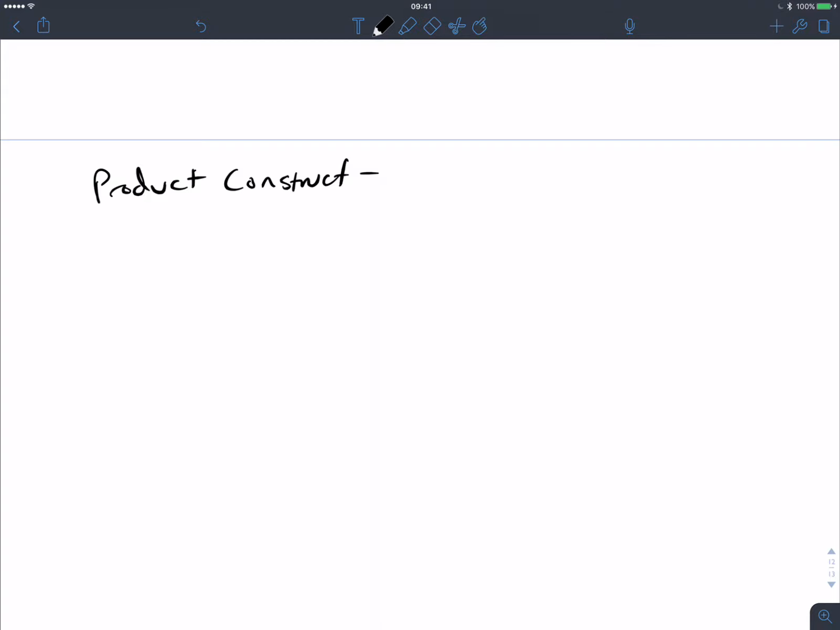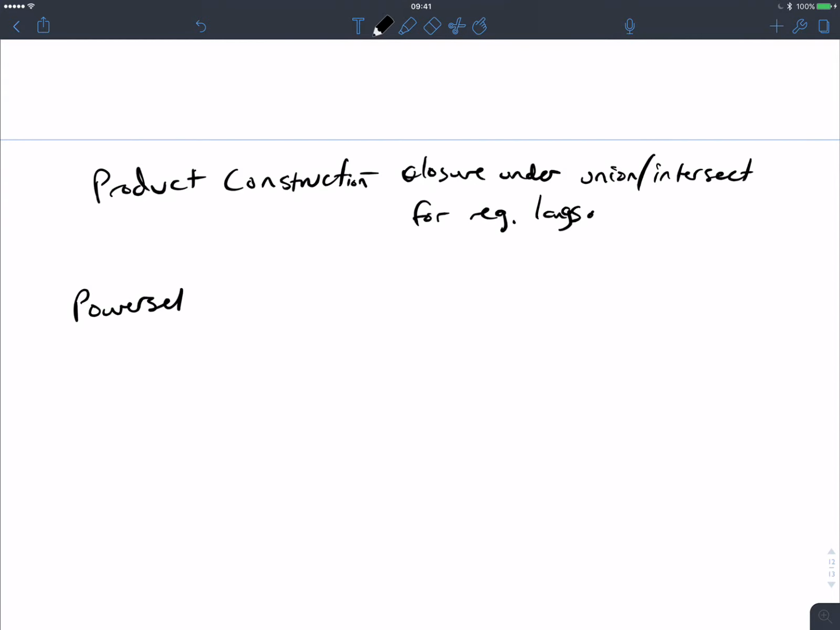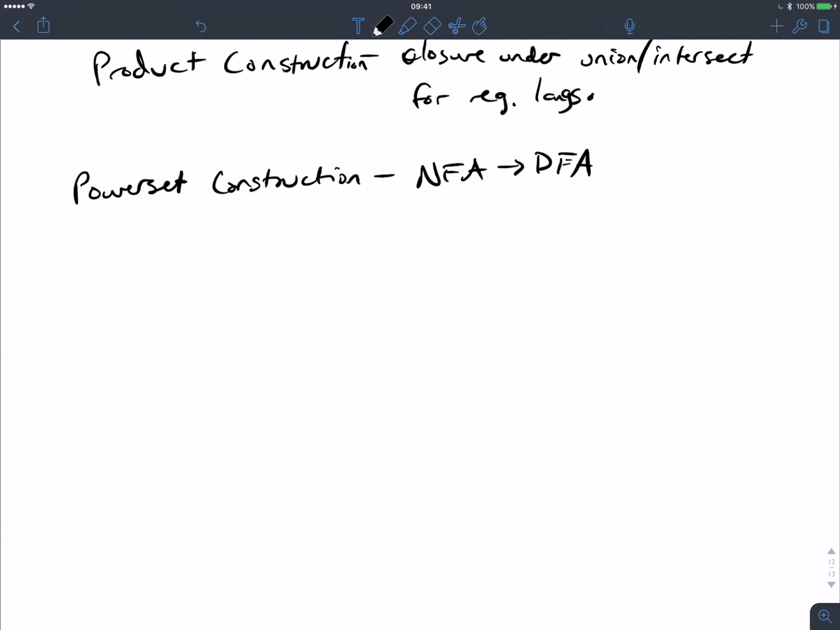Yeah, it shows the intersection of regular languages is regular. So closure under union, intersection, and a bunch of others for regular languages. Then we saw another one, power set. What was that one about? Yeah, that was NFA to DFA. We didn't name every single construction, but what were some of the other constructions that we've seen?